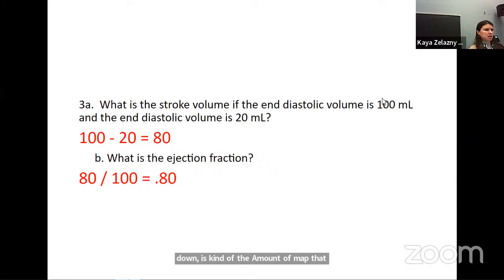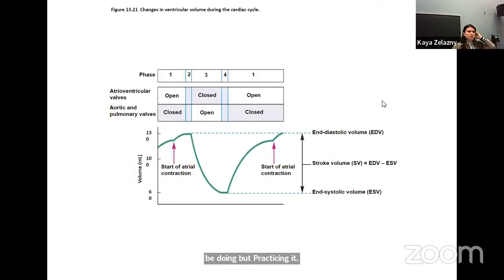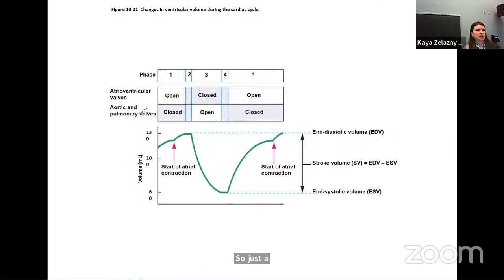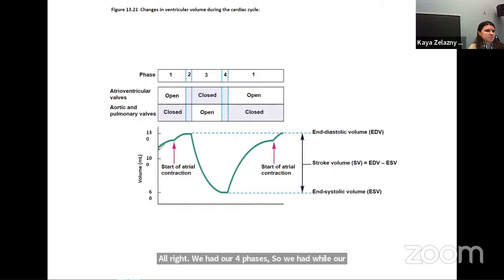But practicing it out a couple times can help you understand that. Okay. So just a peek back at that cardiac cycle, right? We had our 4 phases. While our ventricles are filling here, we have our volumes in the heart going up. When the atria contract, we see a little blip, squeezing a little more blood.